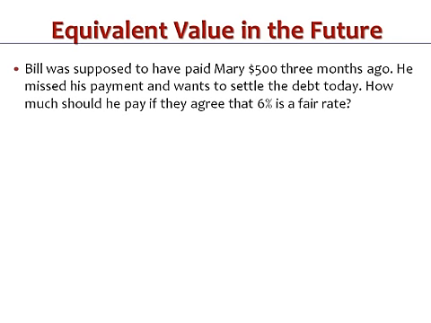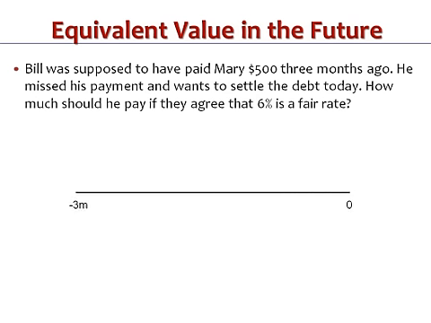Let's have a look at an example where we want to calculate the equivalent value in the future. We've got Bill. He's supposed to have paid Mary $500 3 months ago, but he missed his payment and he wants to settle a debt today instead. How much money should he pay if they agree that 6% is the fair rate? So they've decided 6% a year is a fair rate. What would Mary be willing to settle with, and what would Bill think would be an okay amount?